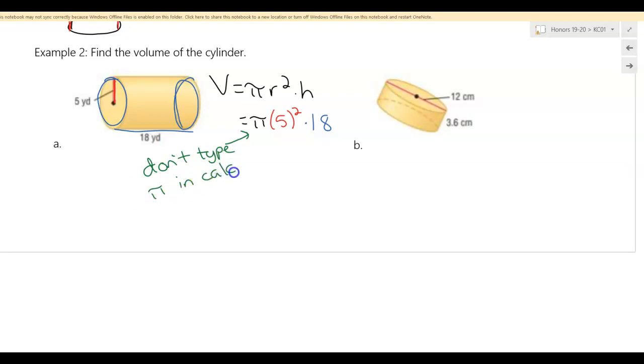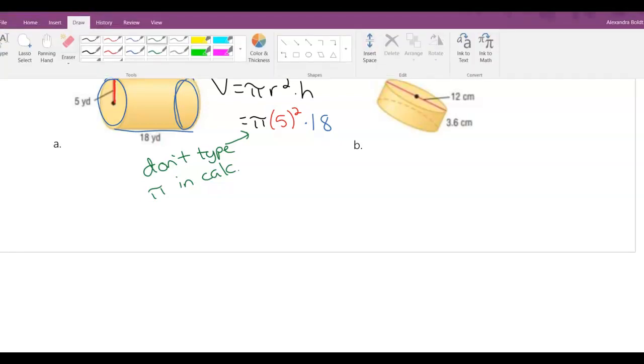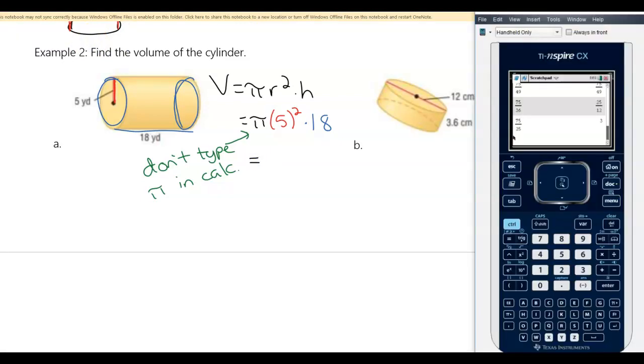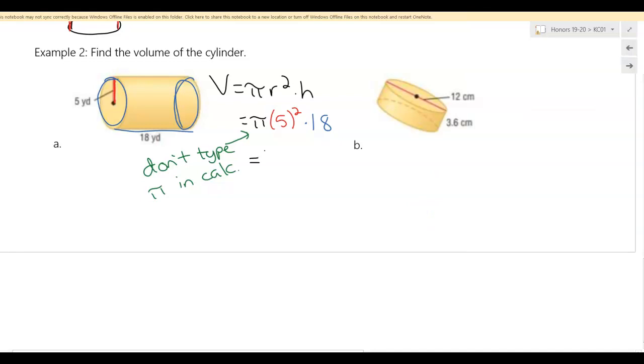We want to get it as exact as possible. Since pi would always be rounded, since it continues on forever, we're just going to leave it in terms of pi. So this equals, I'm going to type 5 squared times 18, and I get 450 pi, and this is yards squared.